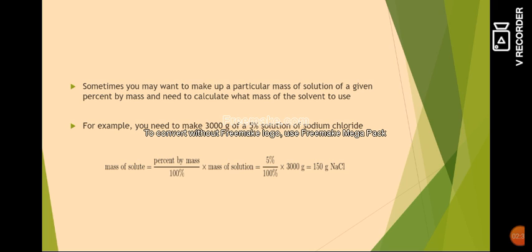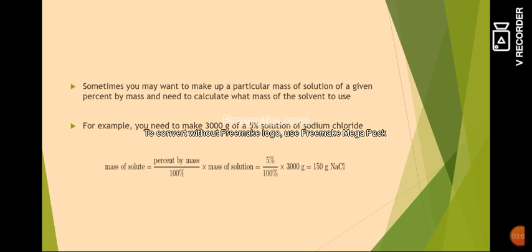Sometimes you may want to make up a particular mass of a solution of a given percent by mass and need to calculate what mass of the solvent to use. For example, you need to make 3000 gram of a 5% solution of sodium chloride. It can be calculated by the formula: the mass of the solute is equal to the percent by mass multiplied by mass of the solution divided by 100. That is 5 divided by 100 into 3000 gram, that gives 150 gram of NaCl.